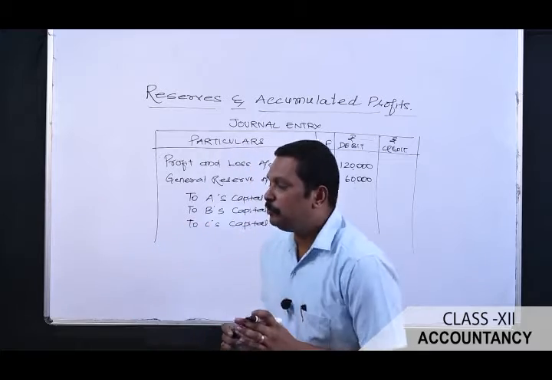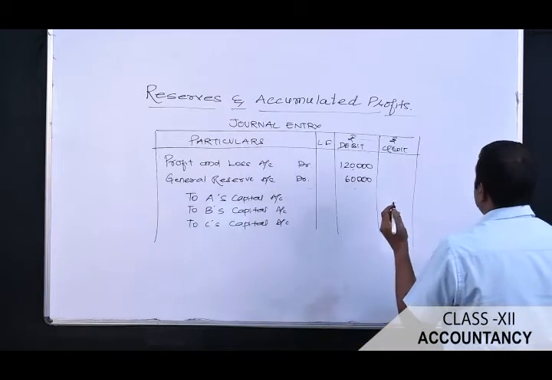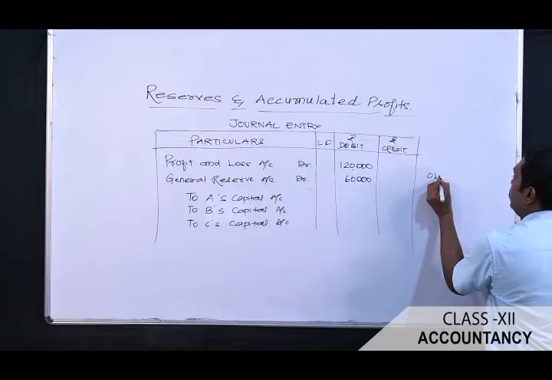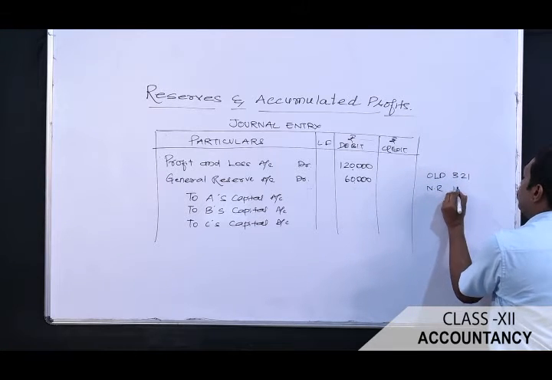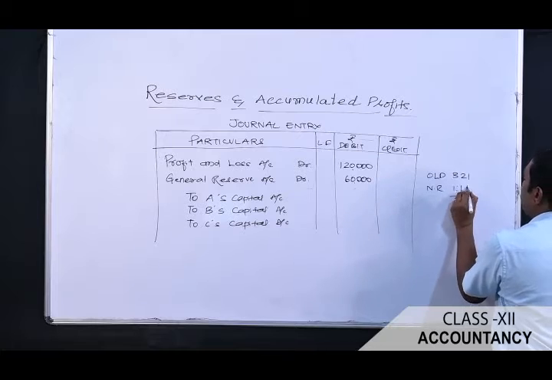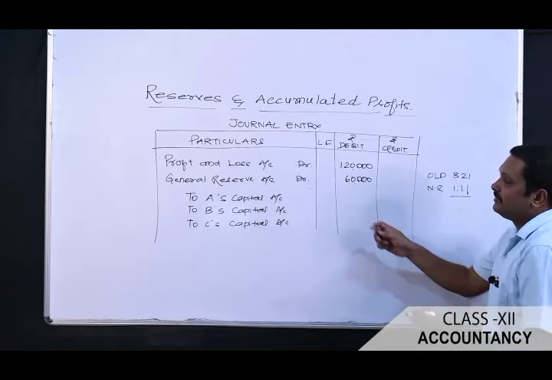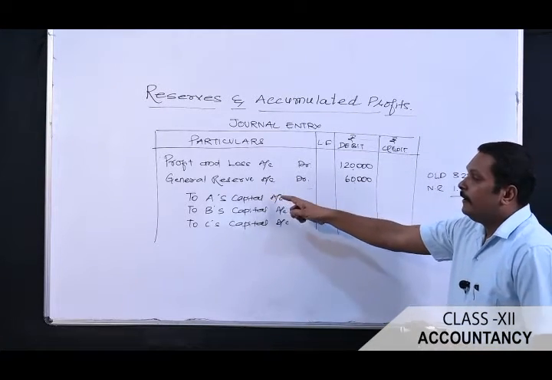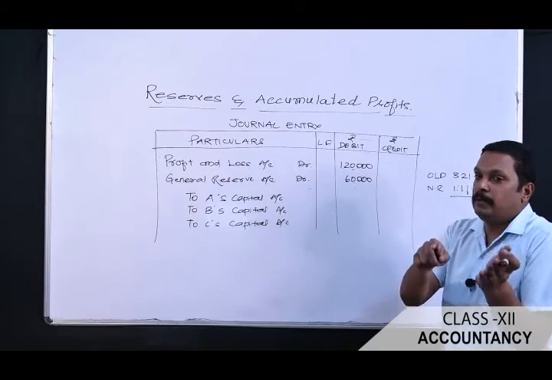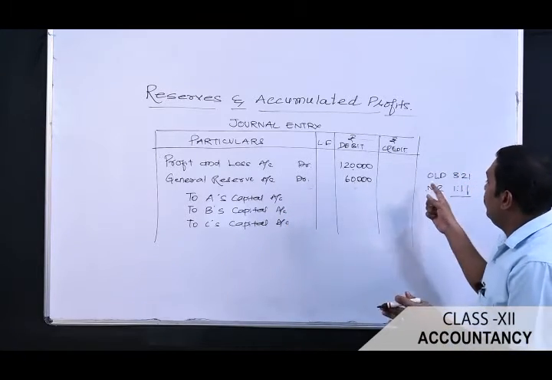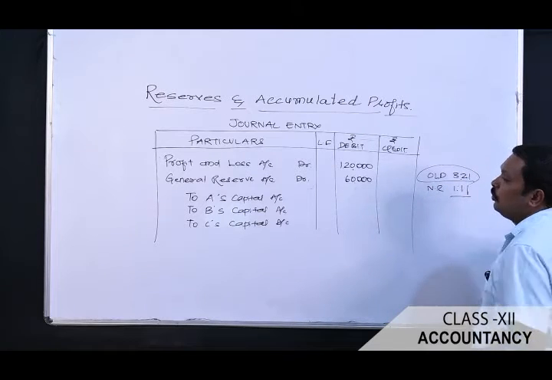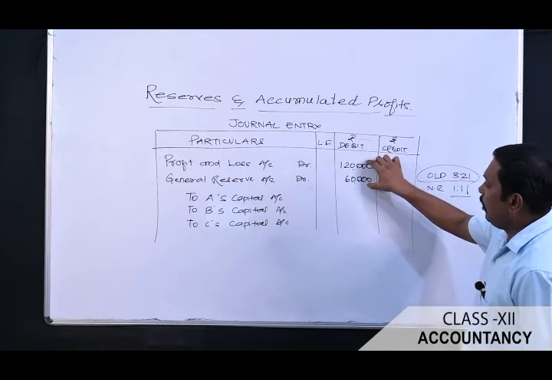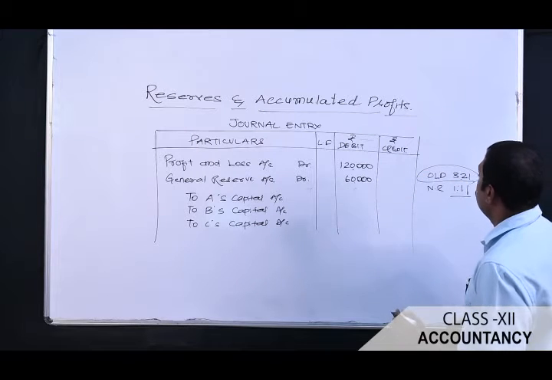Okay, it should be distributed in which ratio? In the question it is given. The old ratio is 3:2:1 and the new ratio is 1:1:1. Right? In which ratio do you have to distribute? As it is a reserve we earned before the change in profit sharing ratio, the amounts will be distributed in the old ratio, 3:2:1 only. Now add the amount and distribute it in 3:2:1.